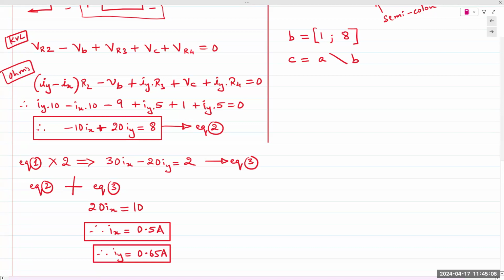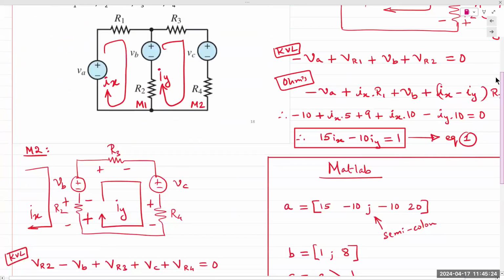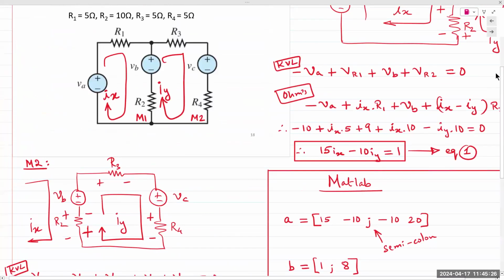So node voltage versus mesh current is always a case of identifying the meshes and identifying the nodes, because the number of nodes is the unknown variables, and the number of mesh currents is the unknown variables. If you take a look at this example, how many meshes? 2. So 2 meshes, 2 mesh currents, 2 unknown variables, so 2 equations. How many nodes do we see?